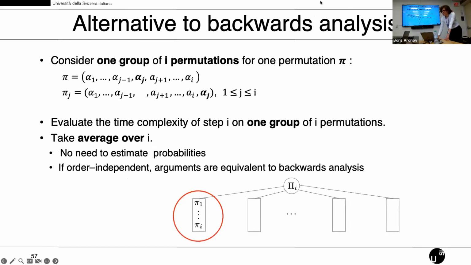So here is the method, this alternative to backwards analysis. Just consider a group of i permutations for one permutation P derived in this form. Evaluate the time complexity on an entire group. Take the average. If our sequence is order independent, then the arguments are the same as before.